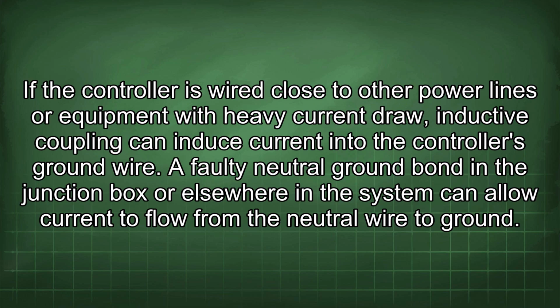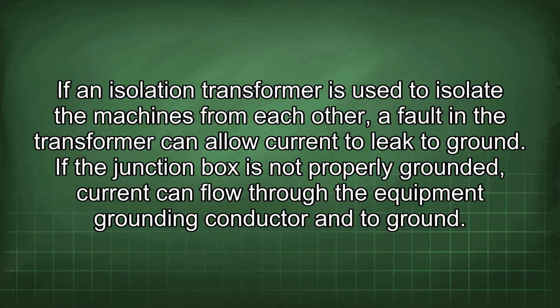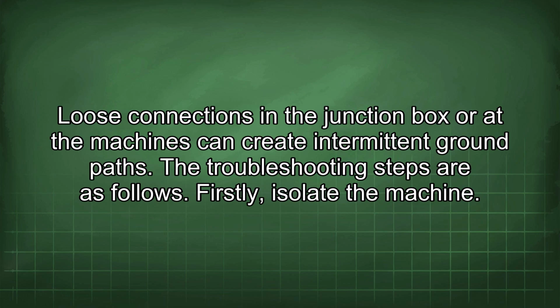A faulty neutral ground bond in the junction box or elsewhere in the system can allow current to flow from the neutral wire to ground. If an isolation transformer is used to isolate the machines from each other, a fault in the transformer can allow current to leak to ground. If the junction box is not properly grounded, current can flow through the equipment grounding conductor and to ground. Loose connections in the junction box or at the machines can create intermittent ground paths.